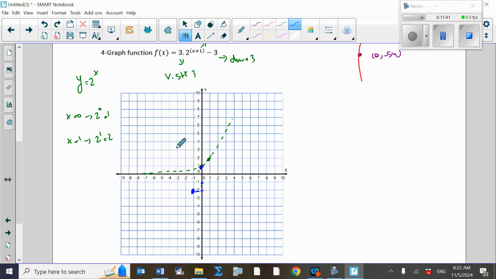Now, also I know that the graph, the original parent function, had an asymptote at y equal to 0, but now it's moved down 3. So I have an asymptote here now. And the graph is going to be this. I'm going to use another color. This is the graph of my function that passes through these points, something like this.